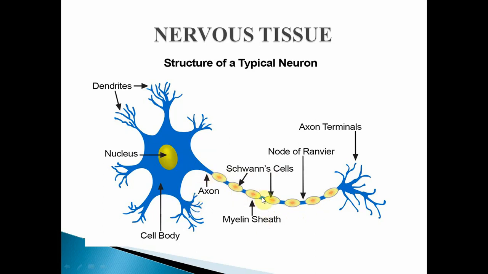And the body of the axon is covered by a thin insulating sheath which is called the myelin sheath. And the end of the axon has a branched part which is called the axon ending or axon terminals. So this is the structure of a typical neuron.